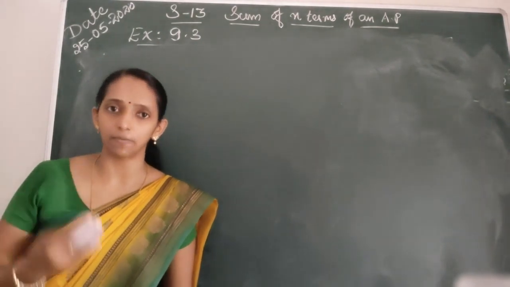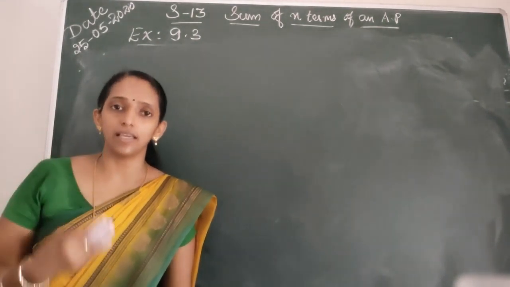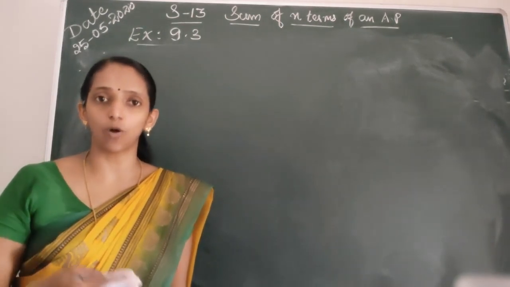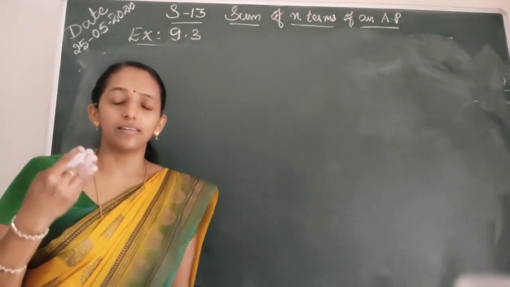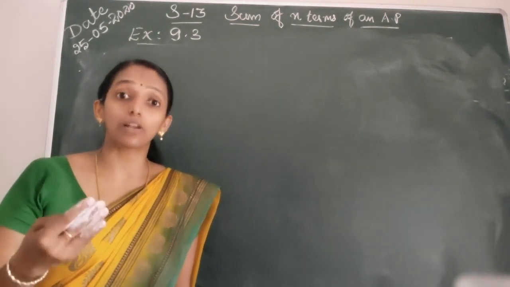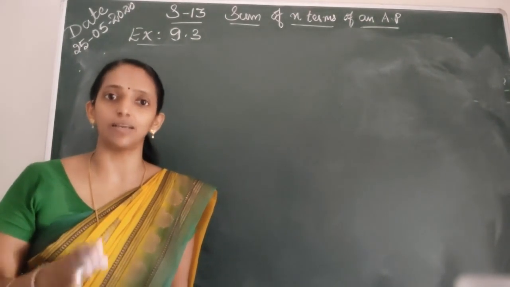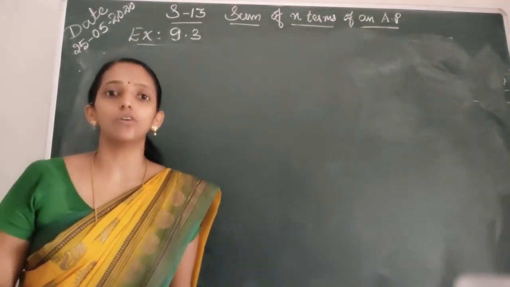AP means arithmetic progression, and a is denoting the first term, d is denoting the common difference, and an or l. an and l are the same only. an is the last term. The last term is the value l.